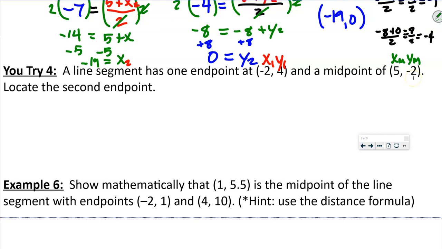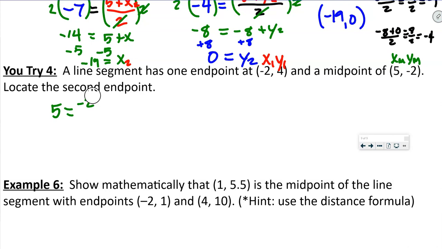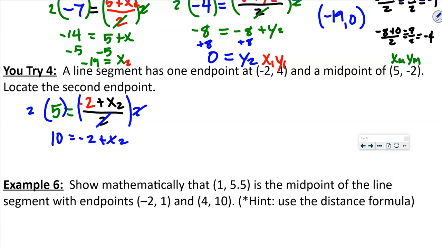So here again, we're going to do 5 is equal to our -2 plus x2 divided by 2. Multiply both sides by the 2. So that's 10 is equal to, these cross out, -2 plus x2. Add the 2 to both sides, so we get 12 equals x2. Now let's go on and do our other one.